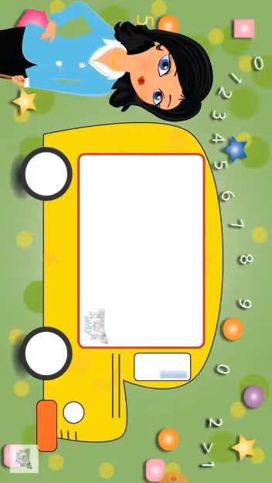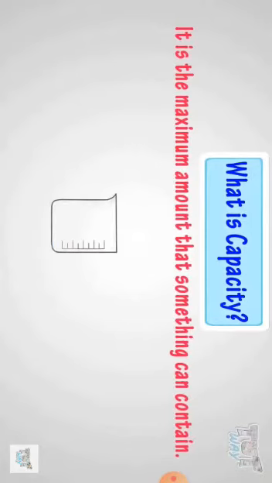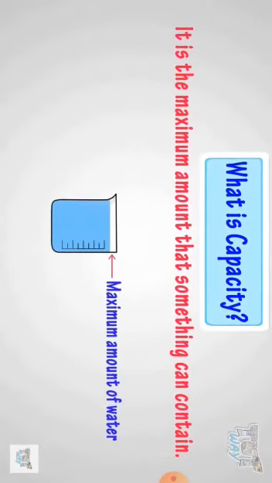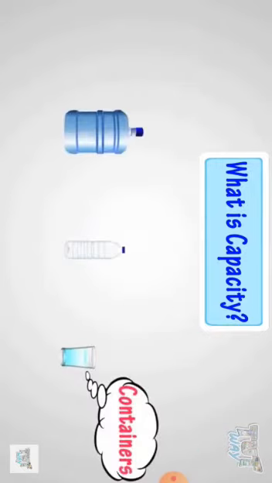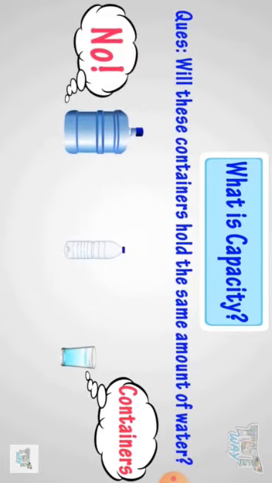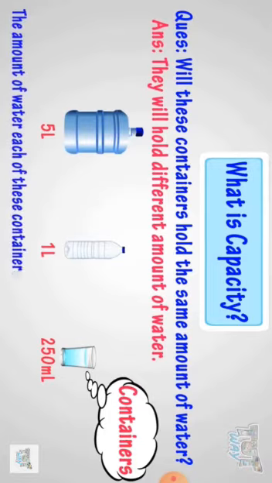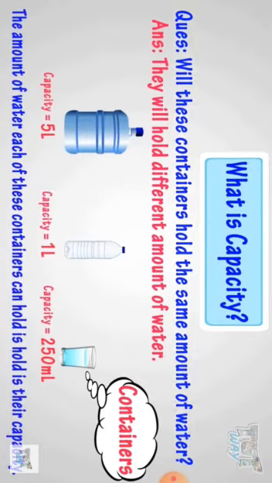Hi kids! Today we will learn about capacity. So let's get started. Kids, do you know what is capacity? Capacity is the maximum amount that something can contain. Here are a few containers. For each of these containers, will it hold the same amount of water? No. Each of these containers will hold different amounts of water. And the amount of water each of the containers can hold is its capacity.